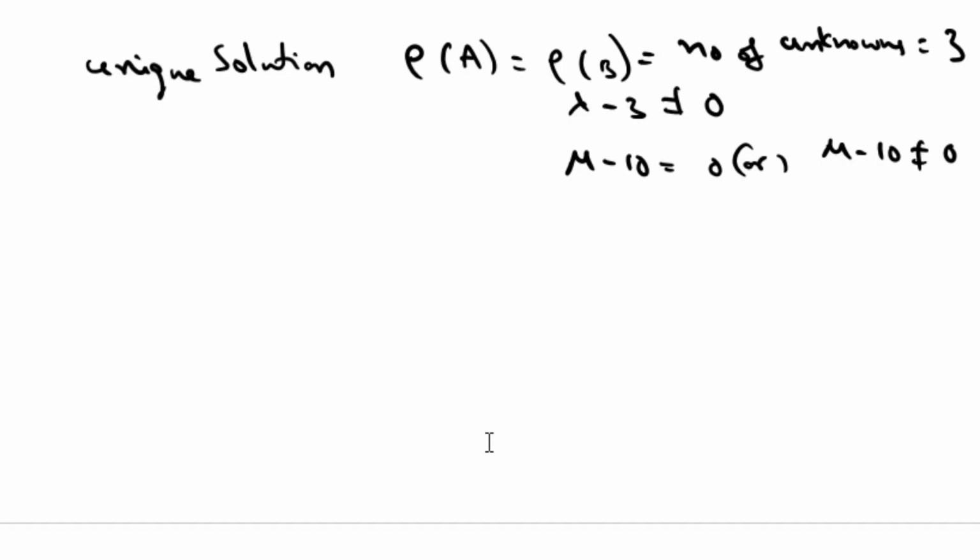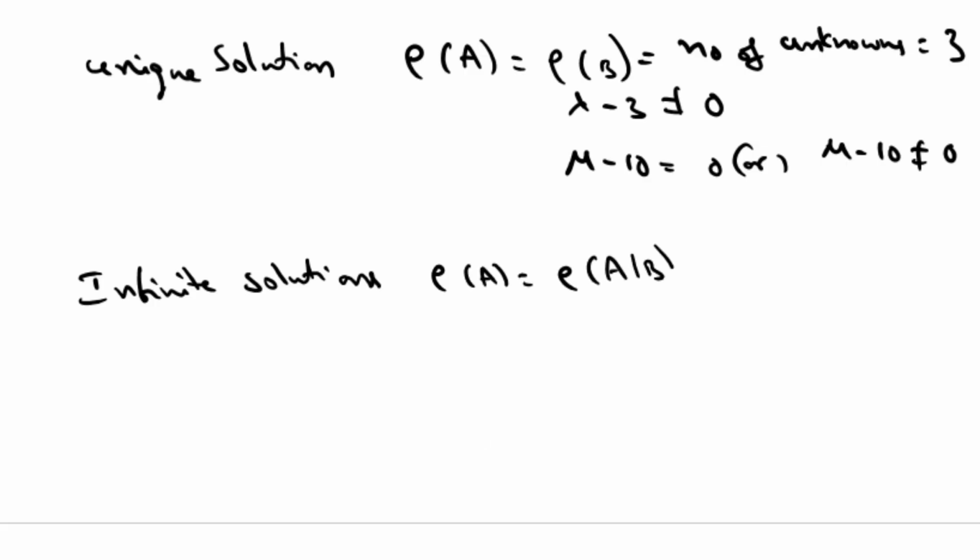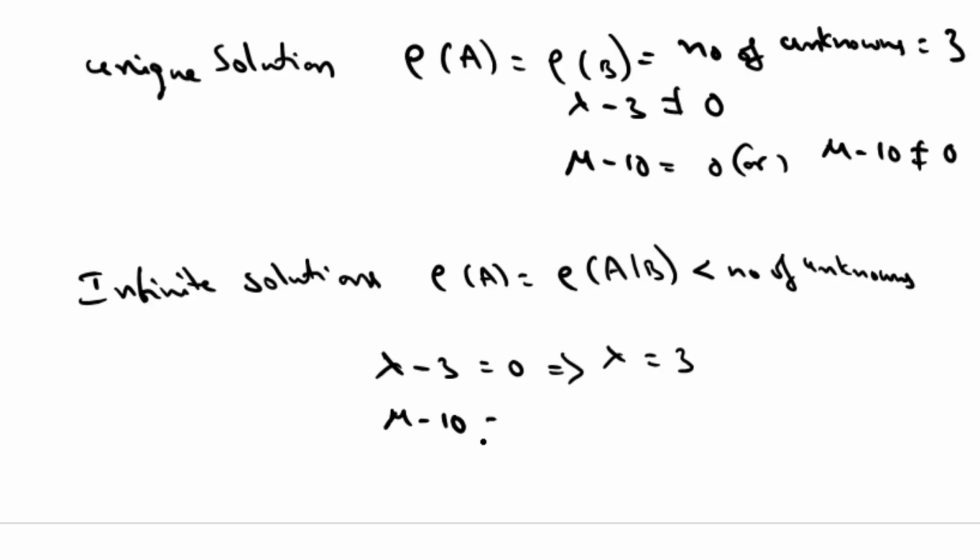To have infinite solutions, rank of A must be equal to rank of the augmented matrix, which must be less than the number of unknowns. Therefore, lambda minus 3 must be equal to 0, which implies lambda is equal to 3, and mu minus 10 must be equal to 0, which implies mu is equal to 10. This is for an infinite number of solutions.